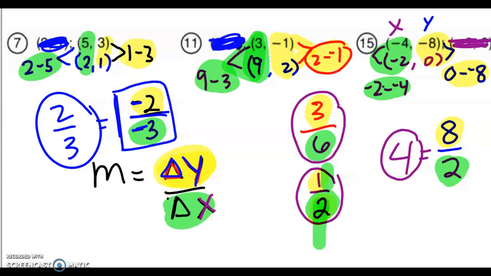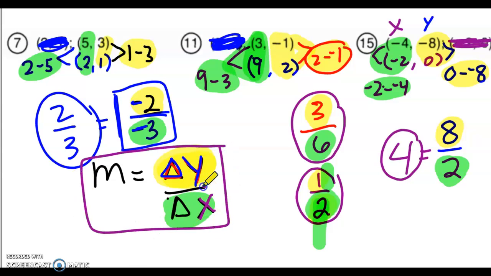All right, guys. Hey, do your best, forget the rest. Remember, slope is change in y, the rise, over the run. So change in y rhymes with rise. Change in x is just, I don't know, the run.